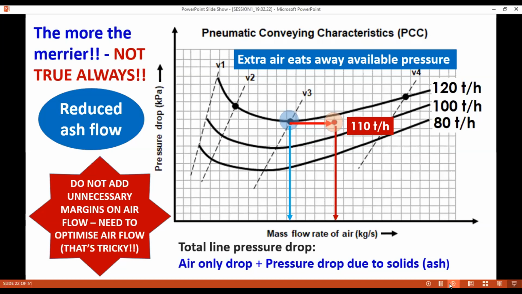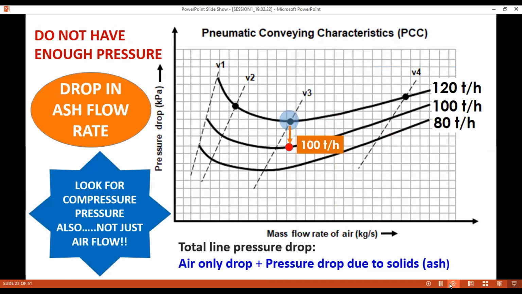So again, you see from the blue point, I have gone to the red point by increasing my mass flow rate of air. And what I have done, from 120, I have again come down to somewhere around 110 tons per hour. So this is what happens, simply characteristic curves. Also, compressor pressure is very important, and that's probably very intuitive. I don't want to spend much time on that. Obviously, if you don't have enough pressure in the compressor, then your capacity is going to go down. It will go down vertically.